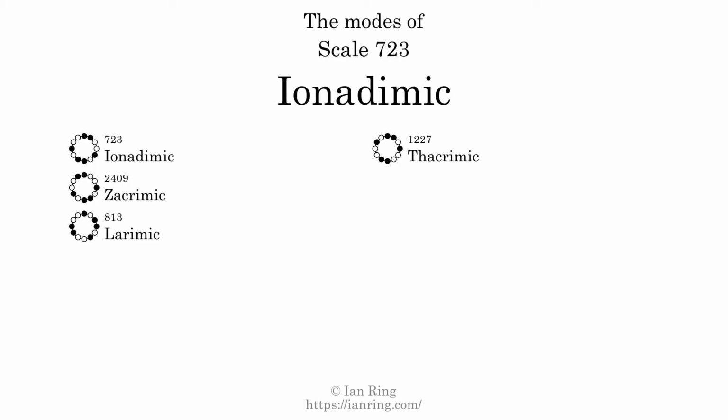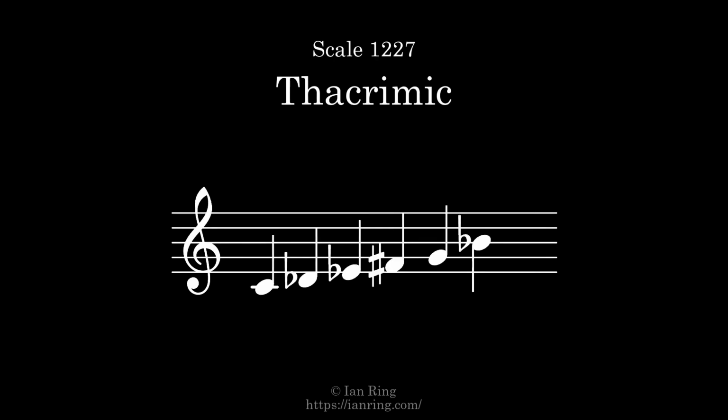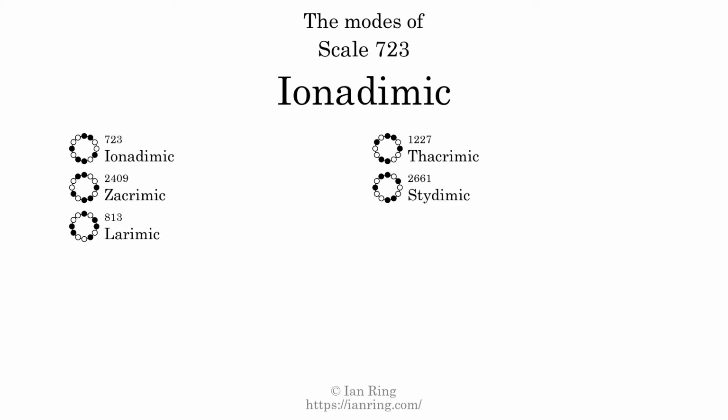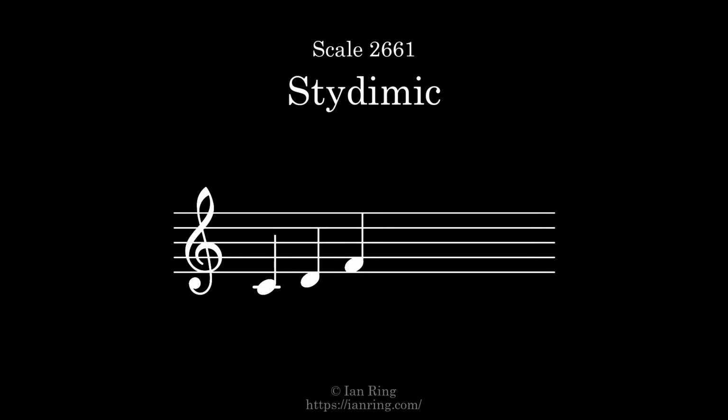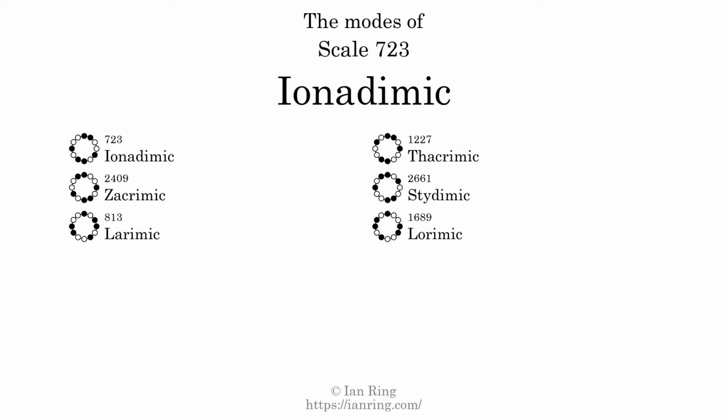The fourth mode is scale 1227, also known as Heteromorphisms. It sounds like this. The fifth mode is scale 2661, also known as Ionadimic. It sounds like this. The sixth and last mode is scale 1689, also known as Ionadimic. It sounds like this.